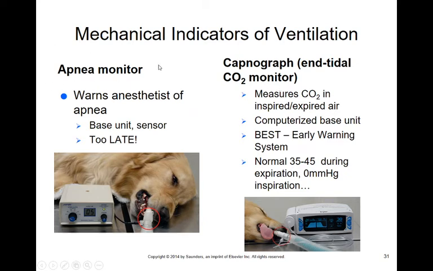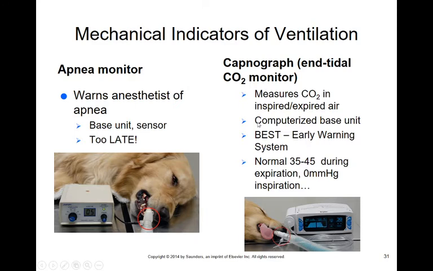We can use an apnea monitor that tells us if they've stopped breathing, but if they've stopped breathing, it's too late. We're already behind the 8 ball on that one. What I'd rather see is a capnograph, which is an end-tidal carbon dioxide monitor. It measures CO2 in inspired or expired air, and it gives us this wave for it. So inspiration, expiration, inspiration, expiration.